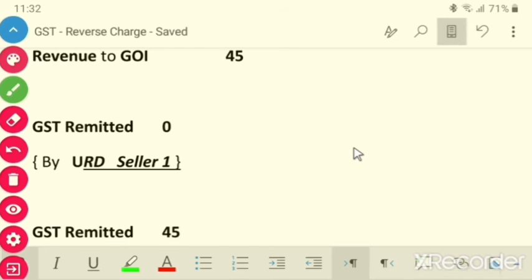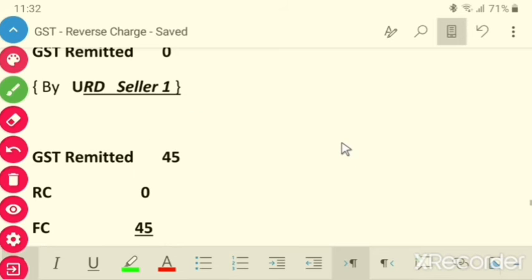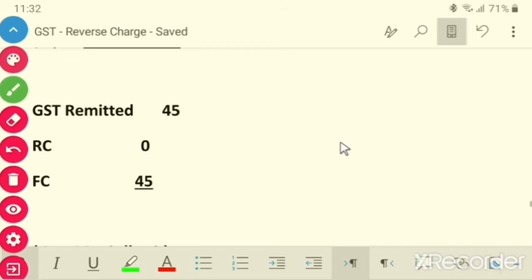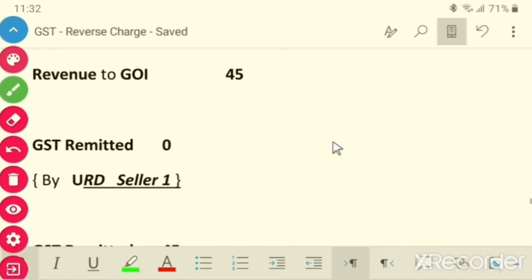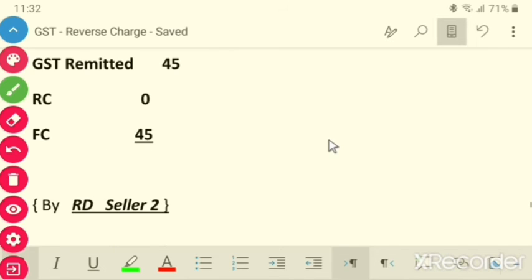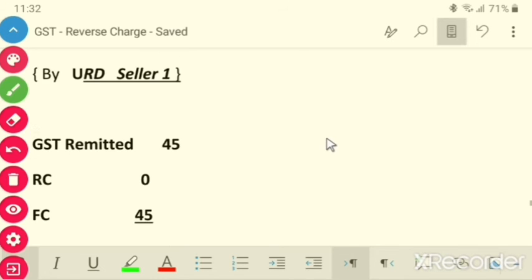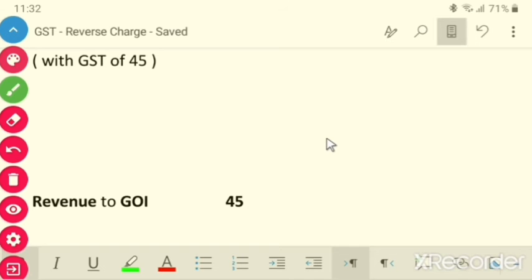GST remitted is 0 because he is an unregistered dealer, so how would revenue have been collected by the government? Seller 1, that is stage 1 seller, has not remitted any GST because he is an unregistered dealer, URD. And GST remitted 45 by the stage 2 seller. So government has collected revenue of how much? 45. From the stage 1 seller 0, from stage 2 seller 45. So from the angle of government, revenue collected is 45.